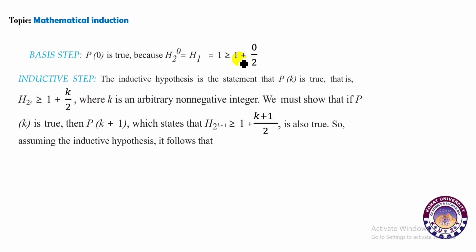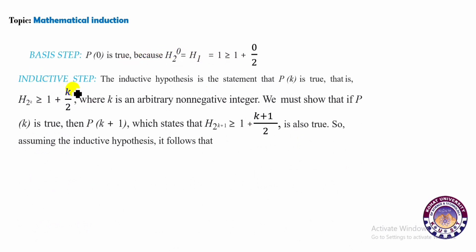First, the basis step. By taking n equal to 0, we get H subscript 2 raised to the power 0, which is H1, and H1 is 1, which is 1 plus 0 by 2. So this means we have completed the basis step.